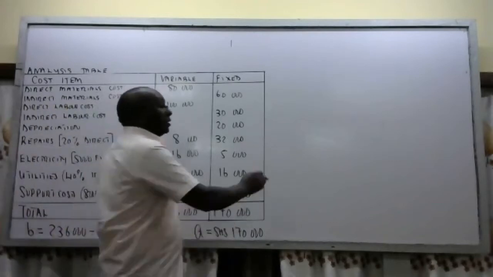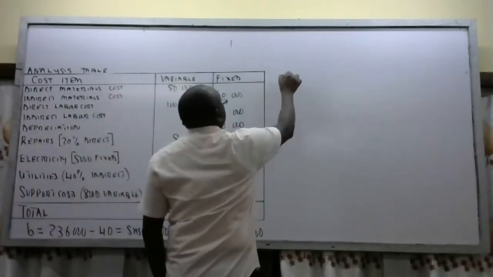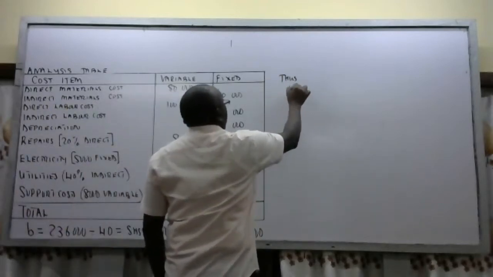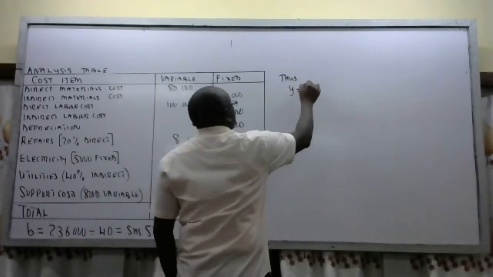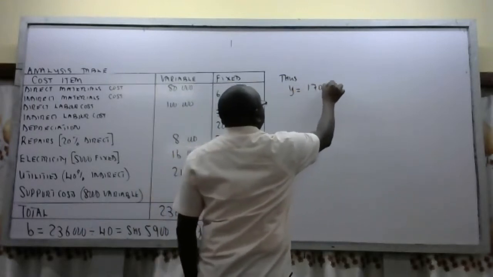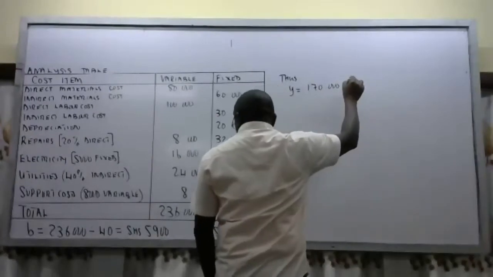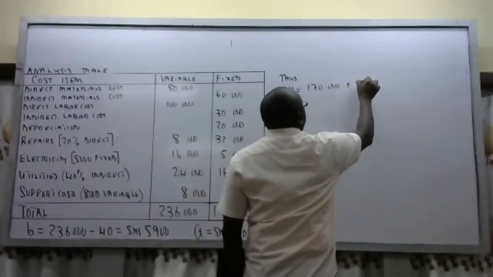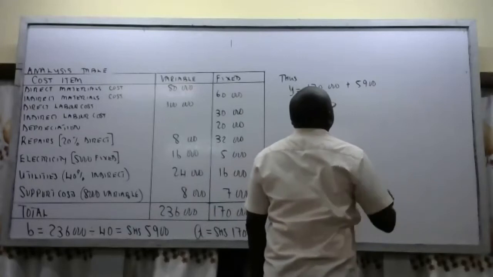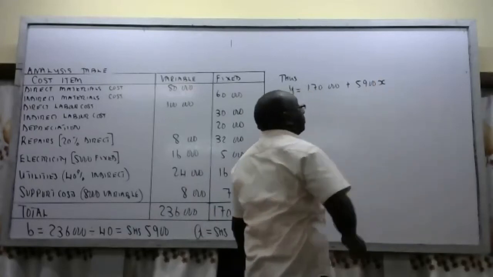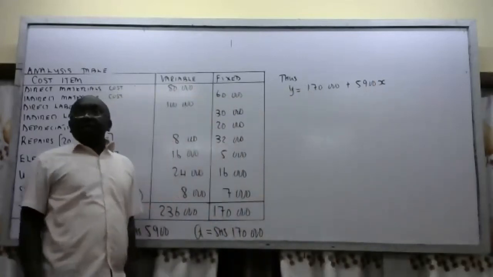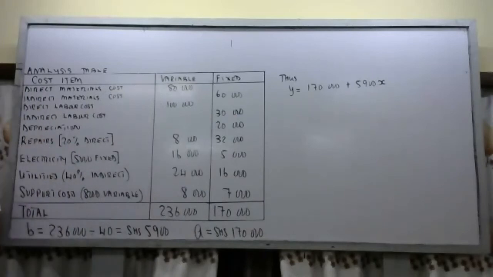So then you tell us thus: Y is equal to 170,000 plus 5,900x.